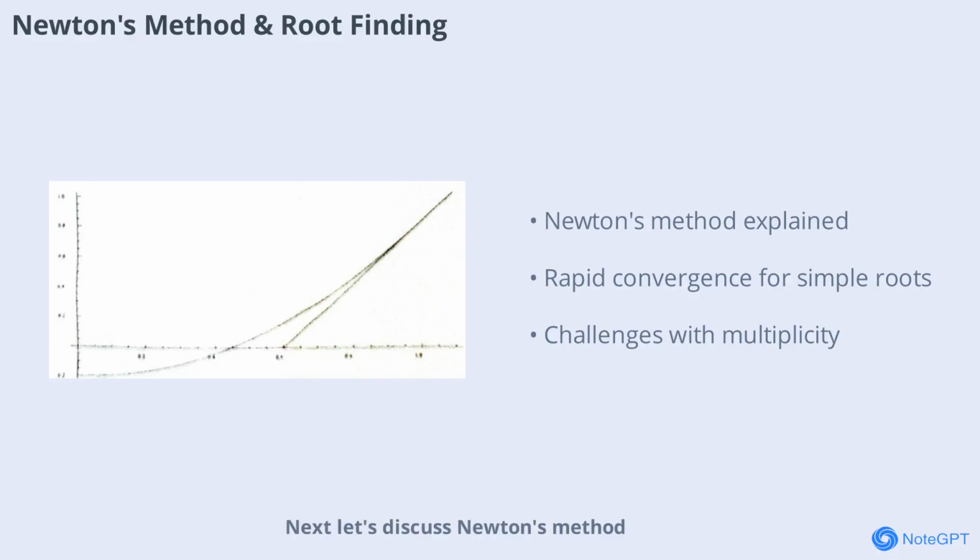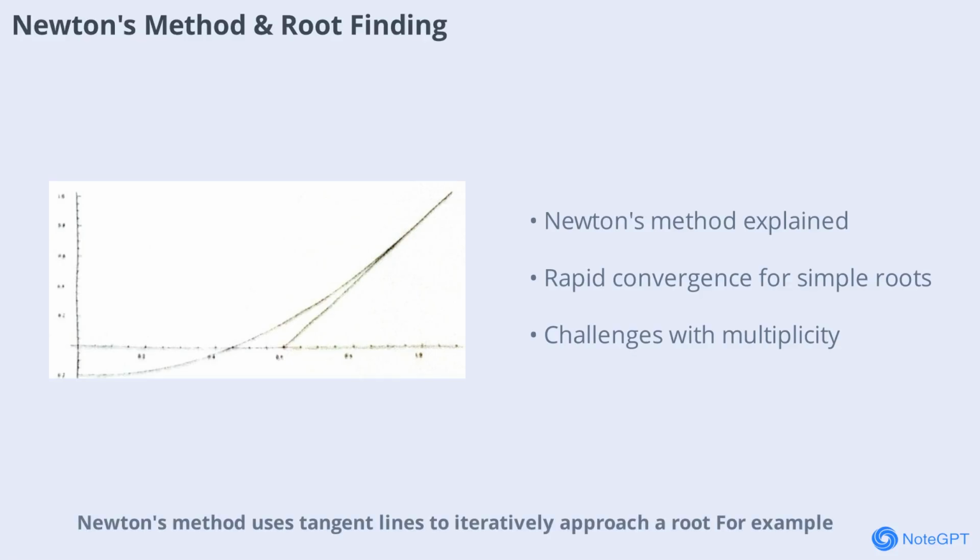Next, let's discuss Newton's method, a powerful algorithm for finding roots of differentiable functions. Starting from an initial guess, Newton's method uses tangent lines to iteratively approach a root. For example, to approximate √2, we use the function f(x) = x² − 2, and the sequence quickly converges to the correct value. However, the method's success depends on the starting point and the function's properties.